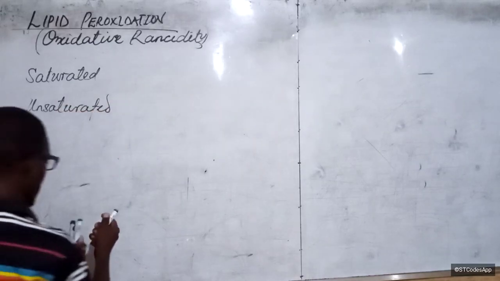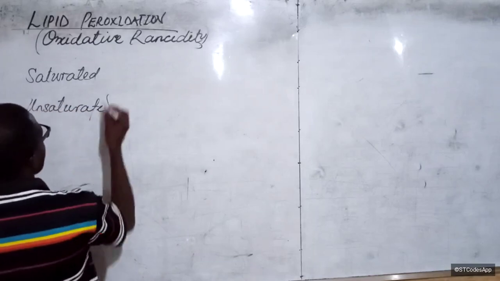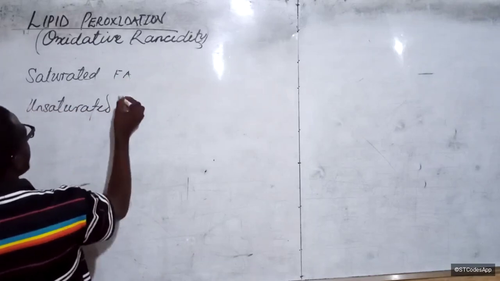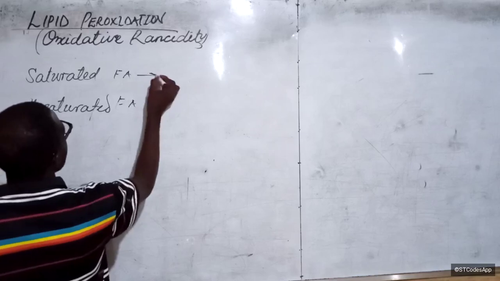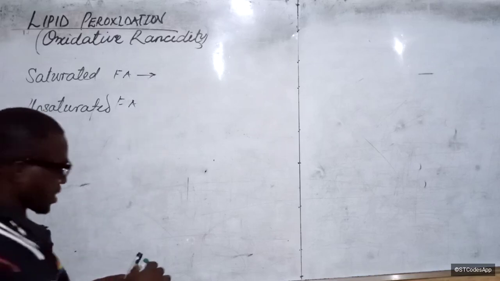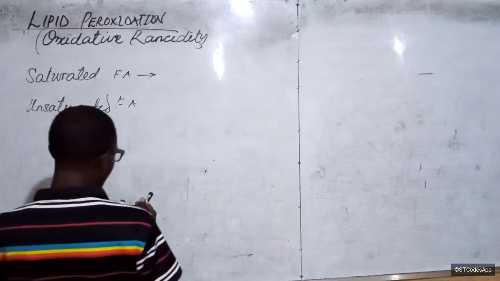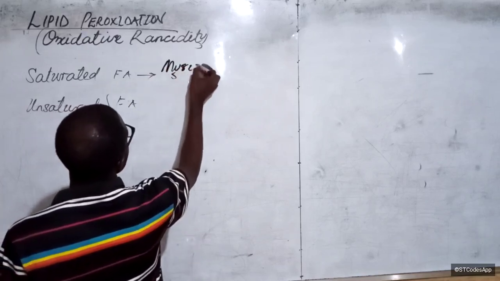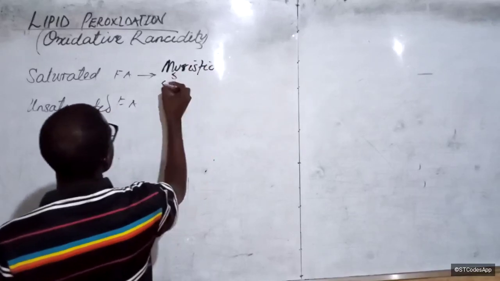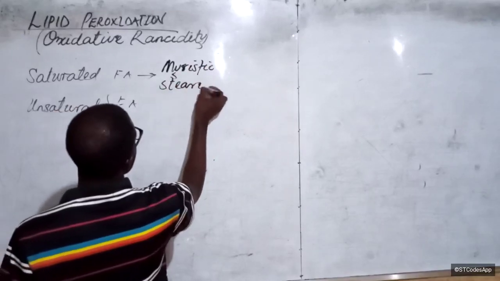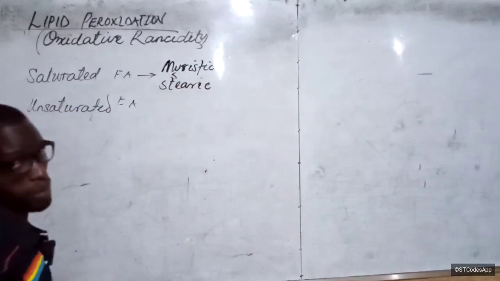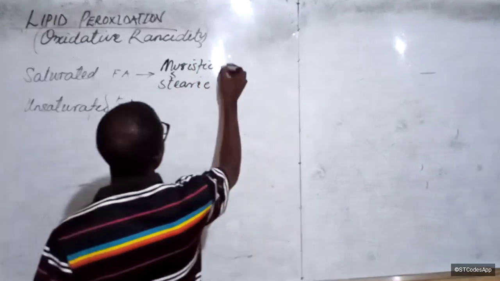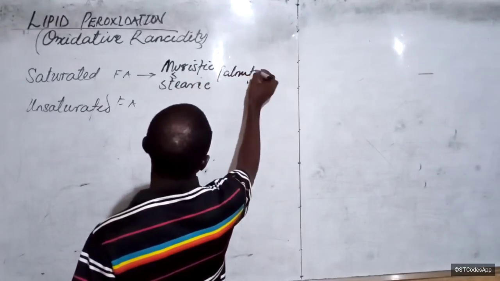The kinds of saturated fatty acids you find are myristic acid, stearic fatty acid, and palmitic fatty acid. So these are available in fish.